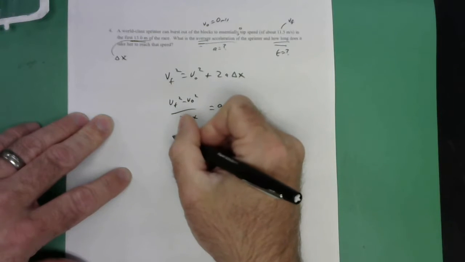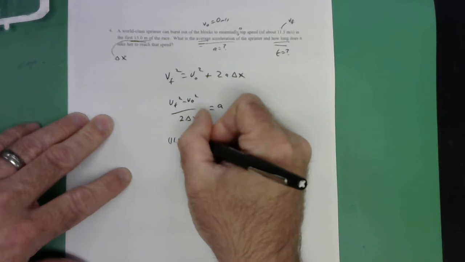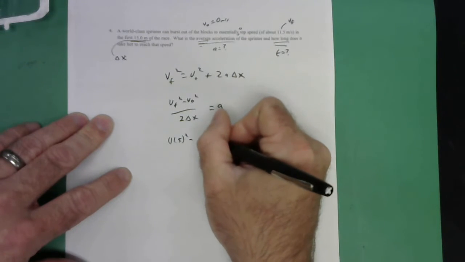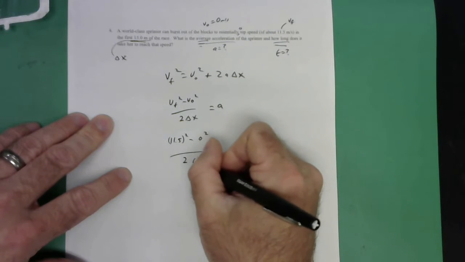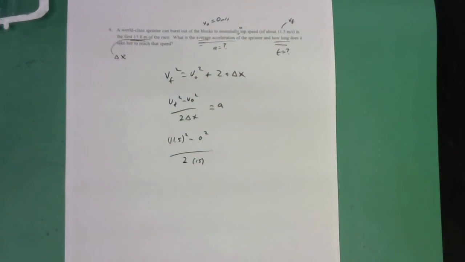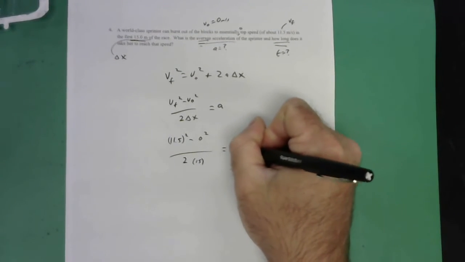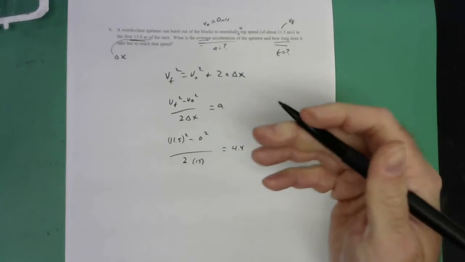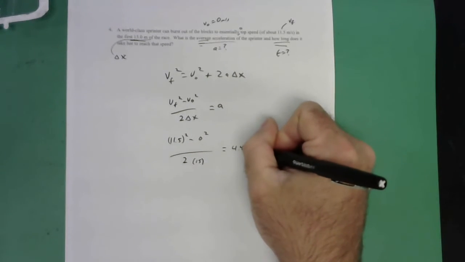All right, substituting in my values. Final velocity 11.5 meters per second squared minus initial velocity 0 squared divided by 2 times my displacement of 15 meters. So not going to be doing that one in my head. 11.5 squared divided by 30. That's what the 2 times 15 is. And I get a value of 4.4083 repeating. So I'm just going to round that to 4.41.